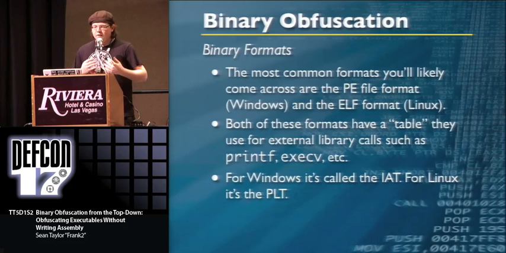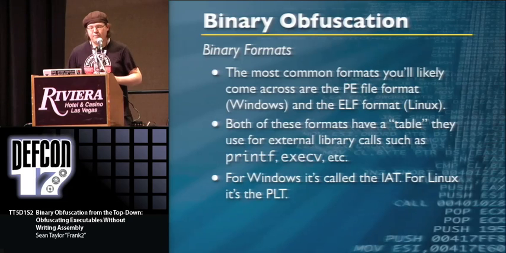So the most common file formats you're ever going to come across are the PE and ELF format. Most reverse engineers already know this. This is very common knowledge. But what's important here is that both of these formats have a table that they use for external library calls. For example, printf, execv, etc. For Windows, it's usually called the IAT, and for Linux, it's the PLT.